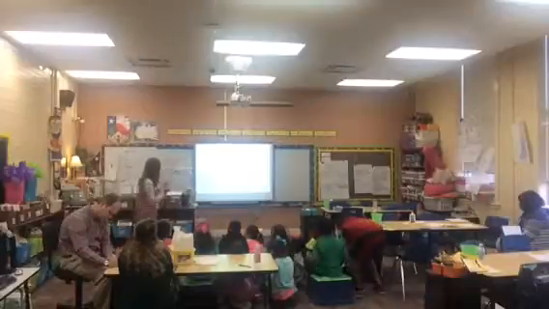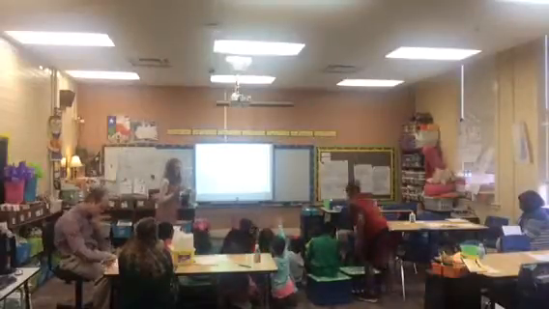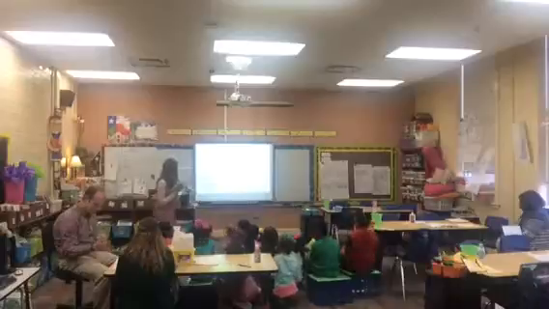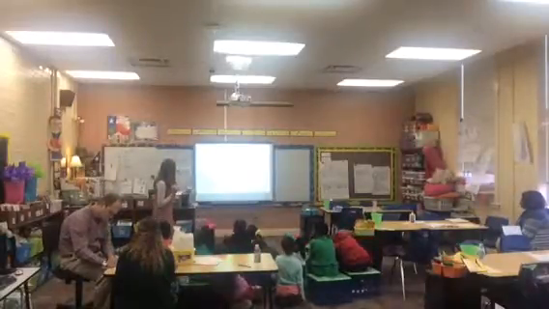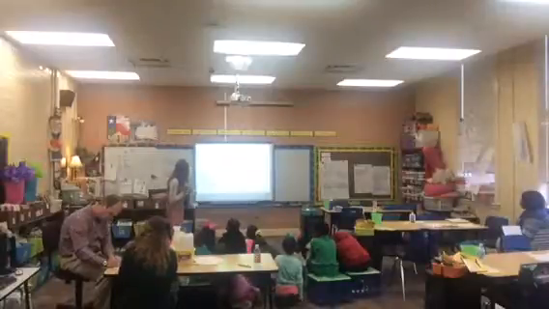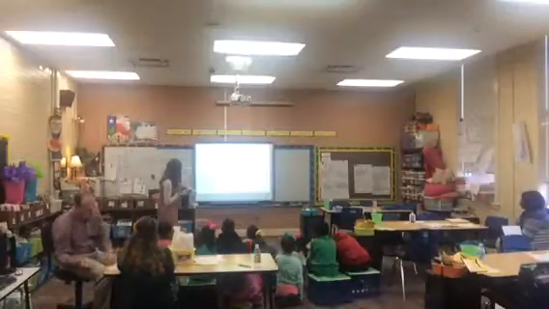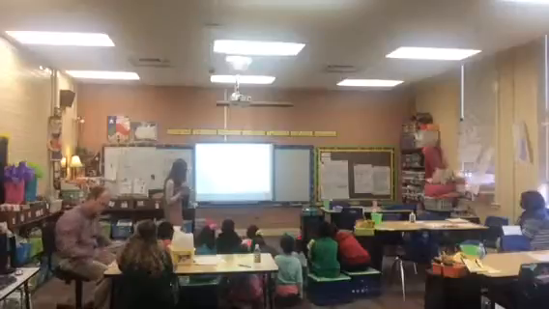Would anyone like to read our problem we're going to work on today? Keon. A farmer planted 4 rows of carrots. He placed 8 carrots in his row. A rabbit came and ate 15 carrots. How many carrots does the farmer have now?